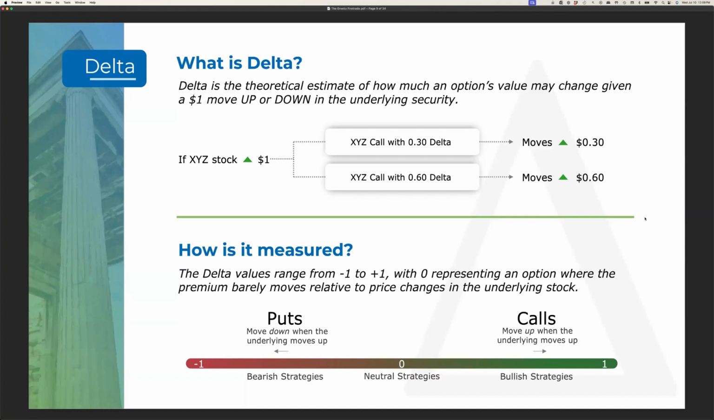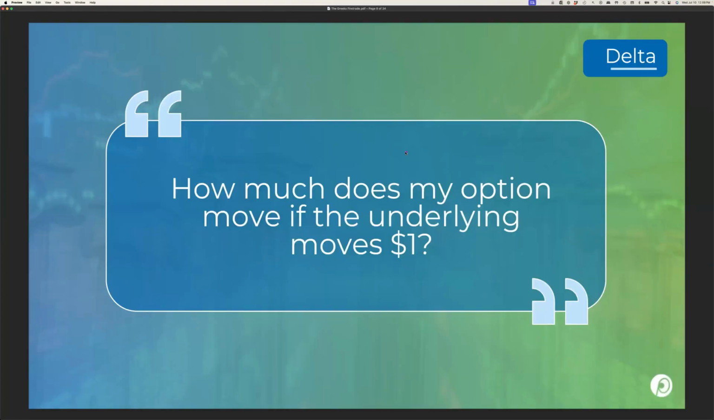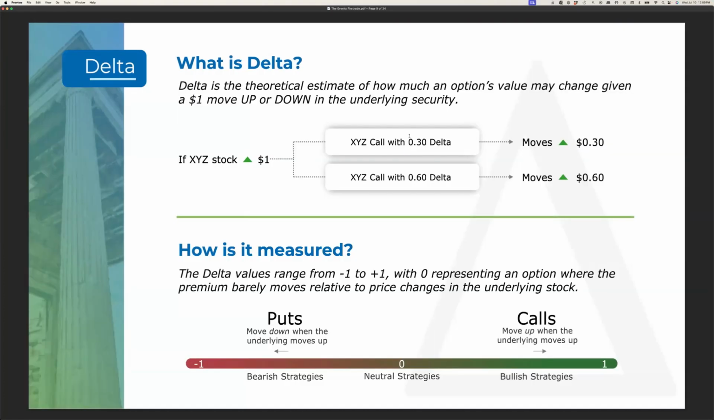Delta is the theoretical estimate of how much of an option's value may change given a $1 move up or down in the underlying security. What that means is that if you have a call option with a delta of 0.3, that means if the stock moves up by $1, the option value will move up by 30 cents. On the other hand, if let's say you have a call option with a delta of 0.6, that means for that same $1 move in the underlying stock, this second option will move up by twice as much, by 60 cents.